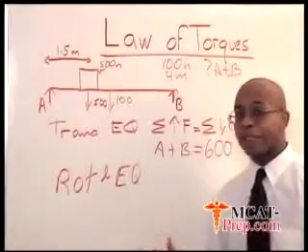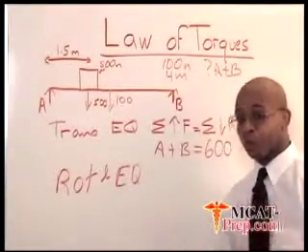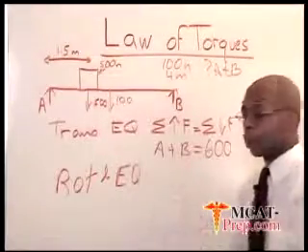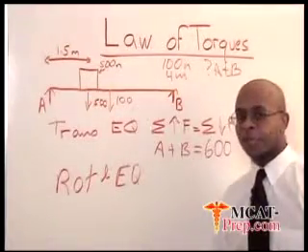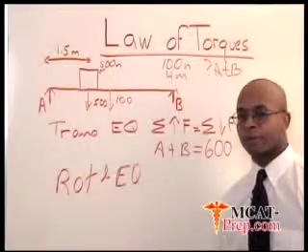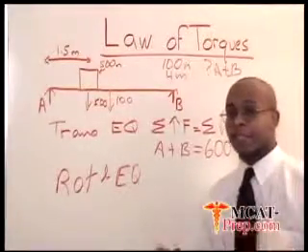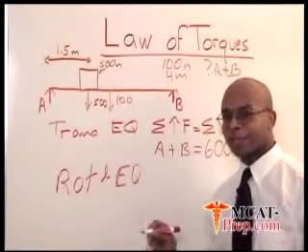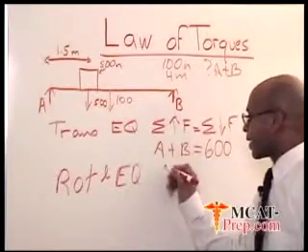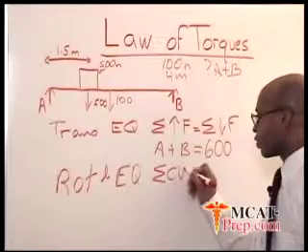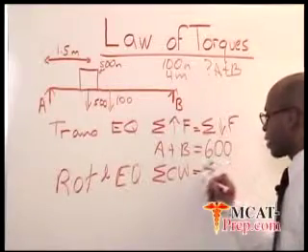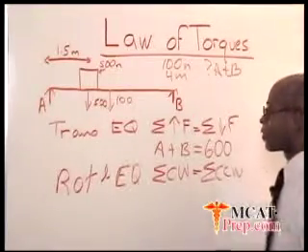So I don't know what A is, and I don't know what B is, but I do know for this system to be in equilibrium, A plus B must equal 600 newtons. Now rotational equilibrium, which is essentially what we saw when we looked at the teeter-totter, is that the sum of clockwise torque forces is equal to the sum of counterclockwise torque forces.